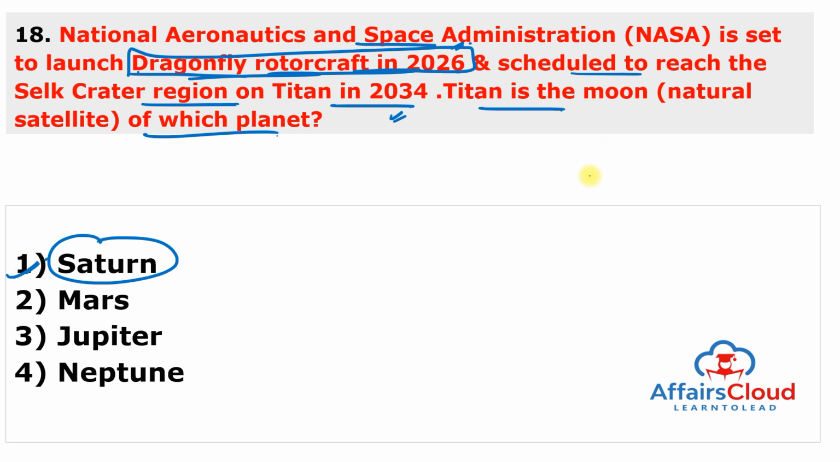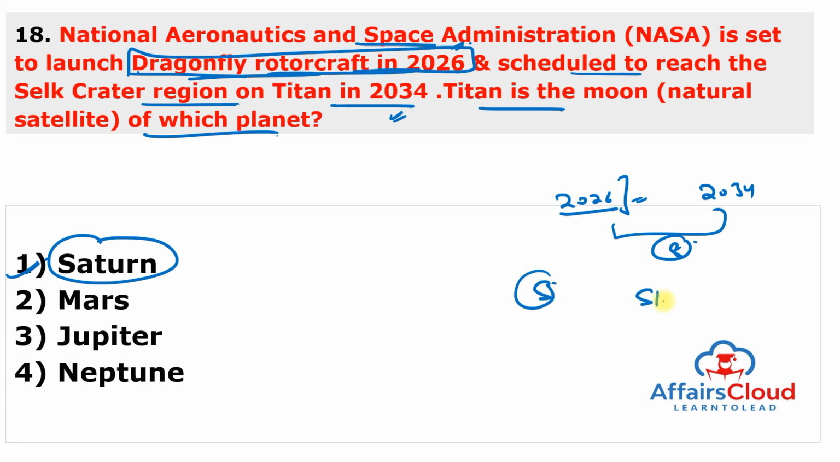So NASA is set to launch Dragonfly rotorcraft in the year of 2026 and it is scheduled to reach the Selk Crater region of the Saturn's moon Titan in 2034. The gap is 8 years. And the launch of Dragonfly marks NASA's first multi-rotor vehicle for the science on another planet. And NASA's Dragonfly mission will fly multiple stories to sample and examine sites around the Titan area, the icy moon of the Saturn, and look for the prebiotic chemical process common on the both Titan and the Earth.